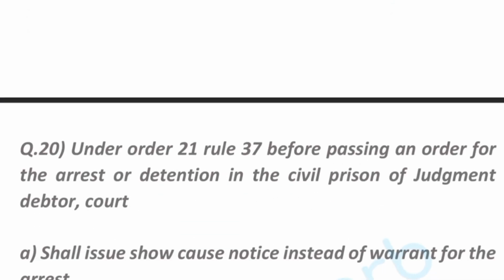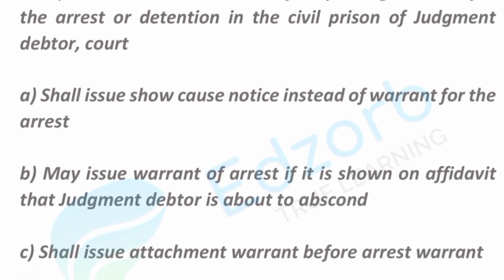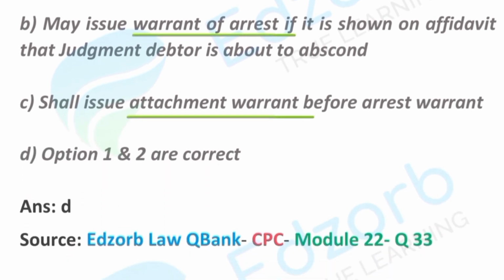Now this 20th question looks possessed with some high level of difficulty. See, you had to know Order 21 Rule 37. Now here option A is show cause, B is warrant, C is attachment before warrant. Now D was the correct one.